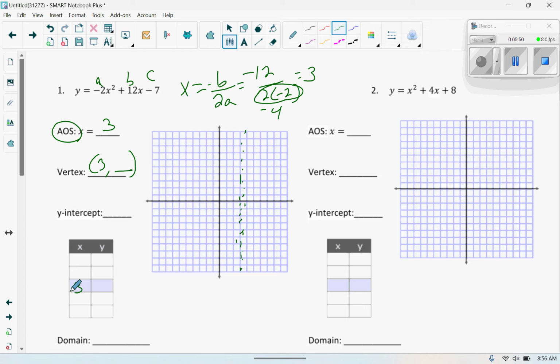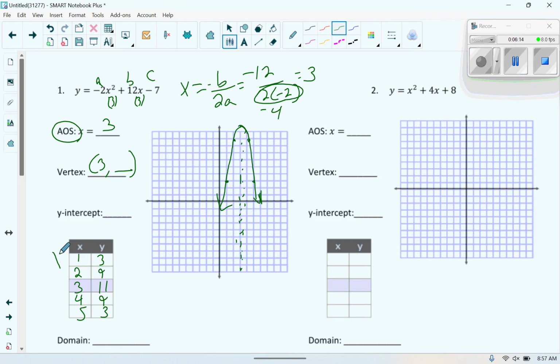So my next step is to plug 3 in anywhere I see an X and find not only the Y value of my vertex, but I'm going to fill in the other values too. This is going to be 2, 1, let's see, 1, 2, 3, 4, 5. So see if you can figure out that chart.